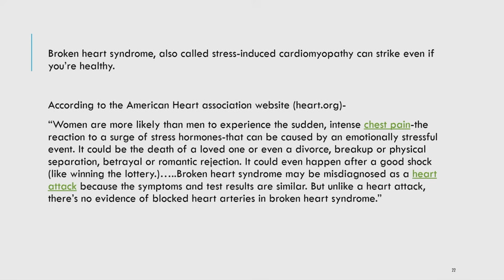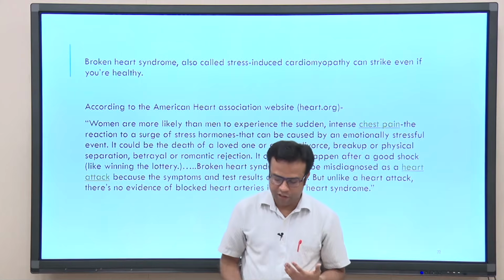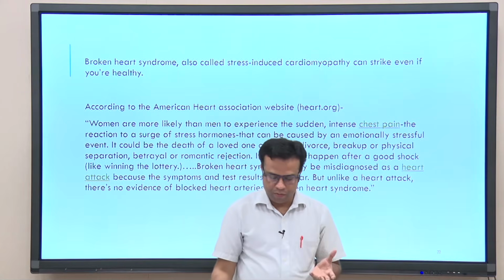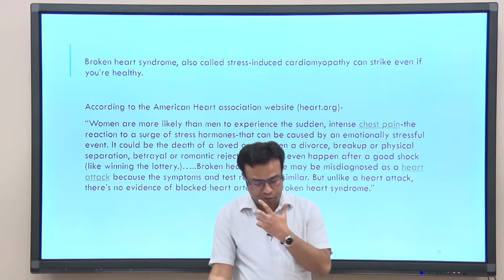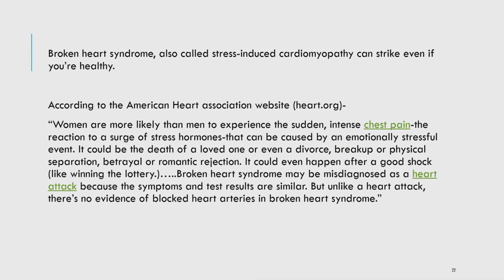It could be due to the death of a loved one, suddenly hearing about such traumatic events, or even a divorce, breakup or physical separation, betrayal or romantic rejection. These are some of the traumatic events. In response to such events, broken heart syndrome can happen, because these are very traumatic and stressful events. Sometimes it could even happen after a good shock, let us say suddenly winning a lottery. So, it can also overwhelm your physiological response.